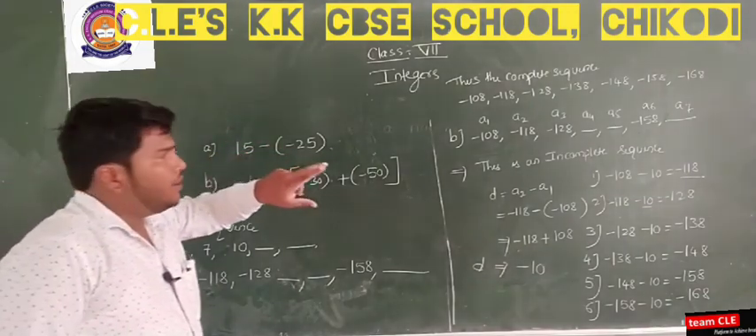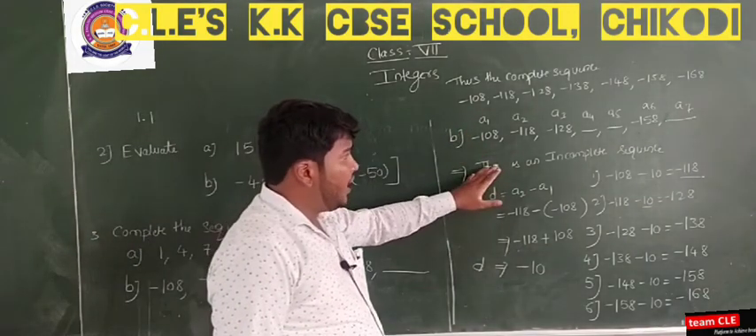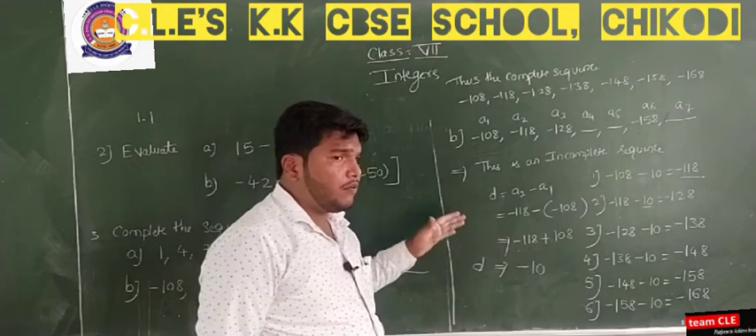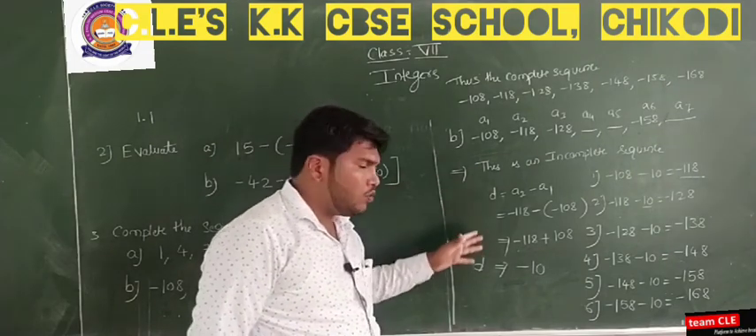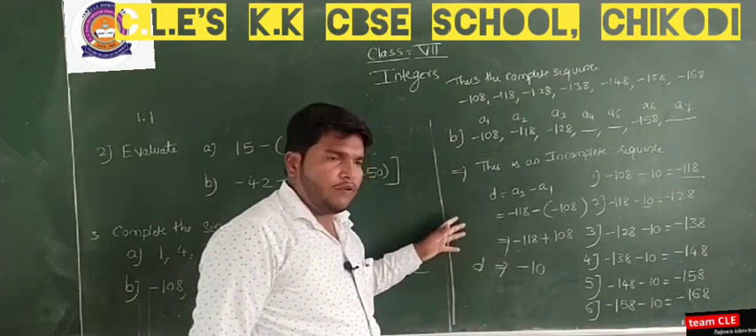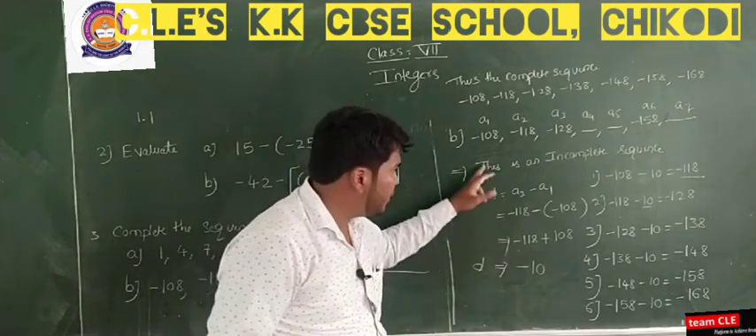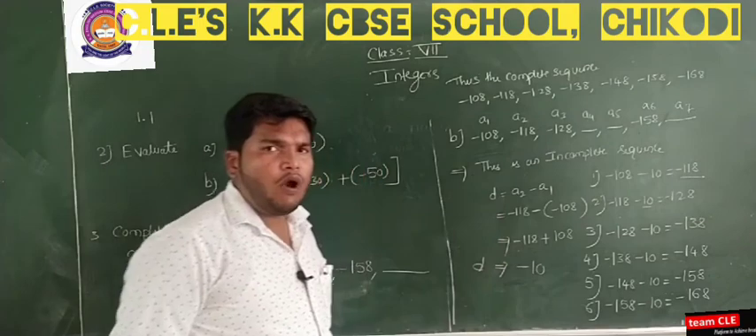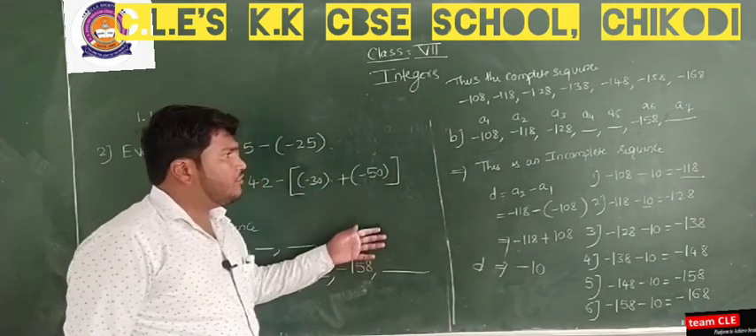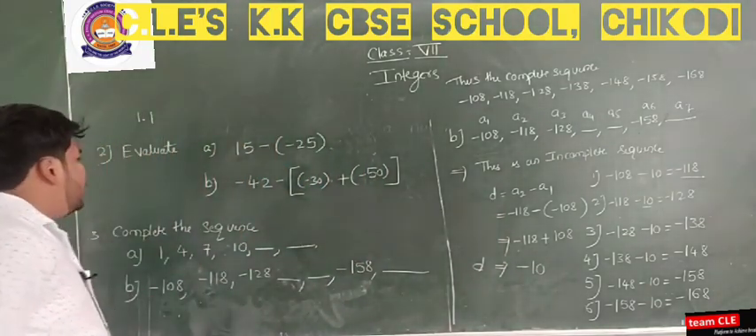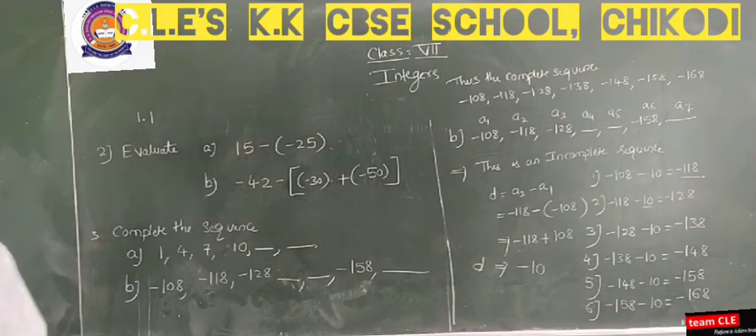And the remaining examples, these all are incomplete sequences. You have to note down these examples and send them to me on my WhatsApp number. The remaining two examples you have to solve by yourself using the same method, and send them to me on my WhatsApp number. In the next video I am going to solve the fourth part of your exercise.